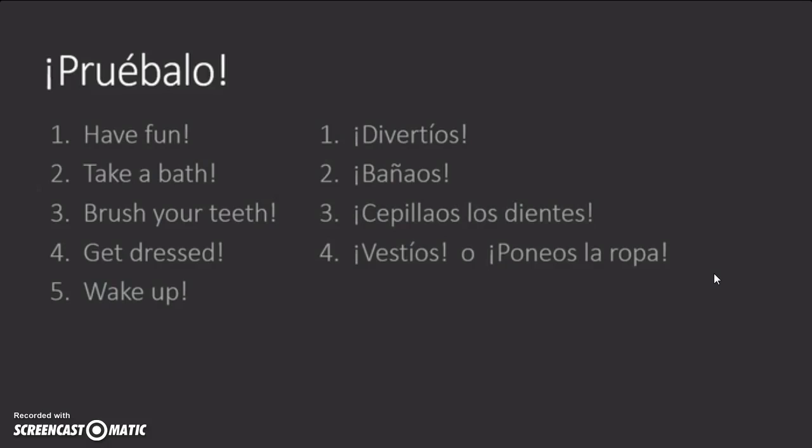To get dressed, you have 2 choices here. You could use vestirse, which is the one that you see on the left, so that'd be vestidos. Or you could use ponerse la ropa, and that would be poneos la ropa. Notice here you have an ER verb on the right-hand side, an IR verb on the left, so you can see side by side that one needs an accent mark and the other one does not. So really it's up to you. Vestirse is to get dressed, ponerse la ropa is to get dressed. It's totally your choice, whichever one you want to do.